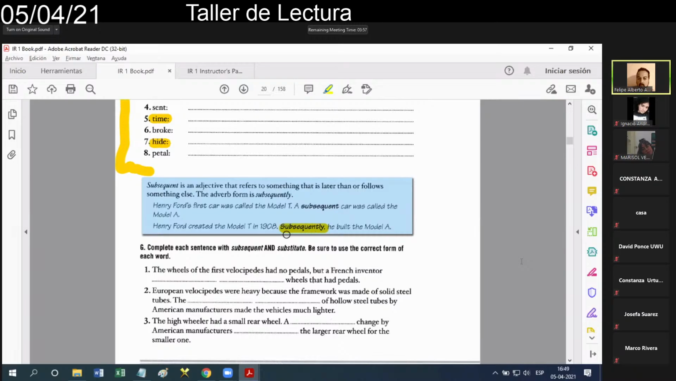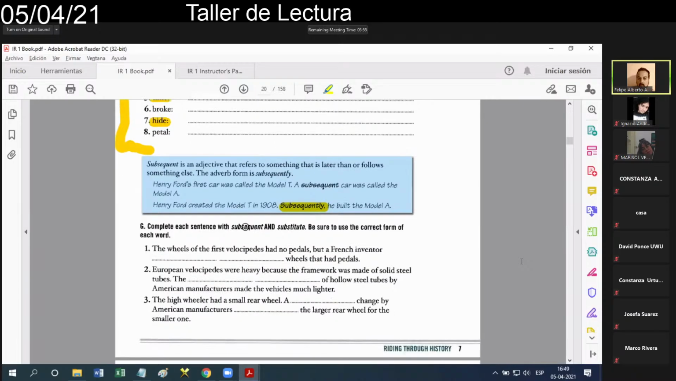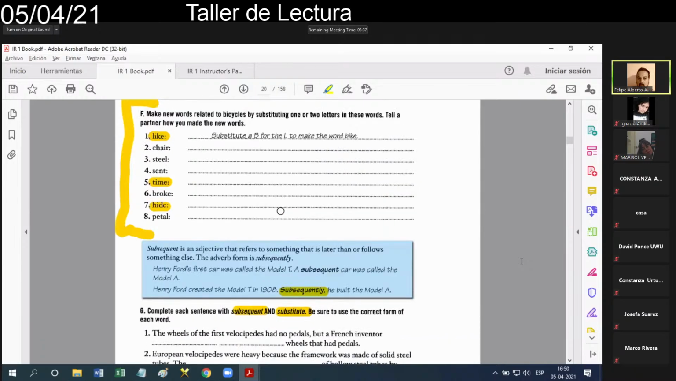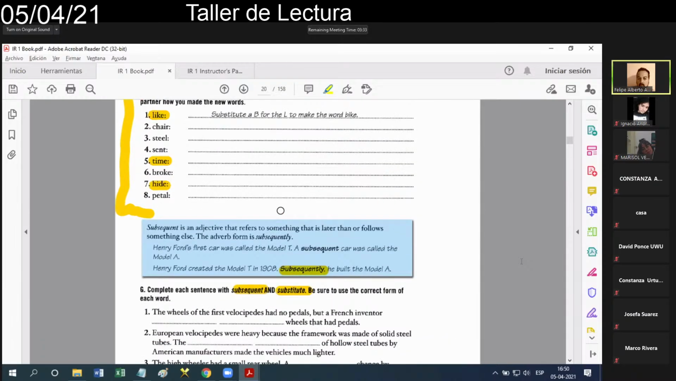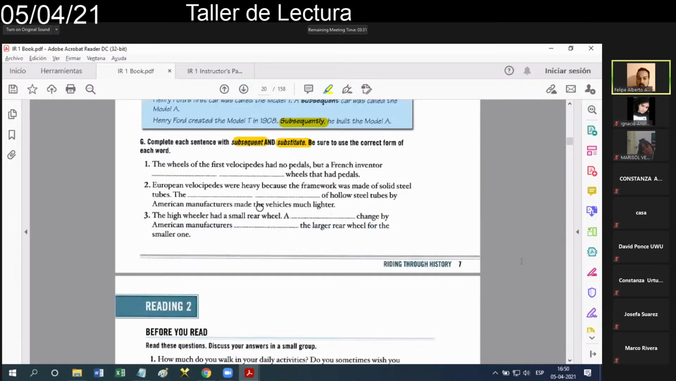Okay, complete each sentence with subsequent and substitute. Be sure to use the correct form of each word, subsequent or subsequently, and substitute or something similar. From 1 to 3, go. Be careful.